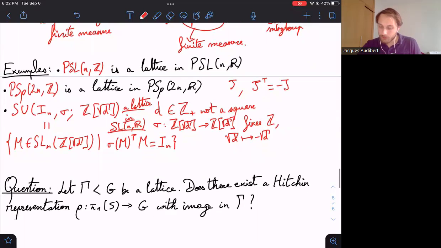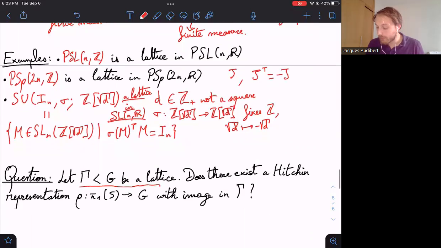So the question we try to answer here is: you take a lattice in G. Does there exist a Hitchin representation with the image in the lattice? We know very little about that. To give you a hint, we assume it to be true in all cases, and we'd like to understand better the Hitchin representations that lie in a lattice. And I explain a bit more about that in the second part, where I give motivation about this question.